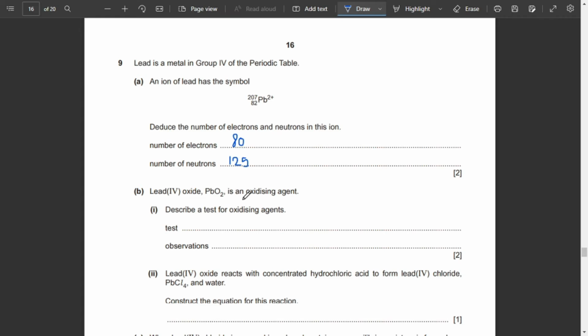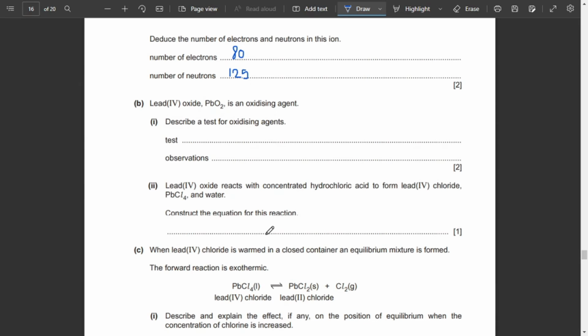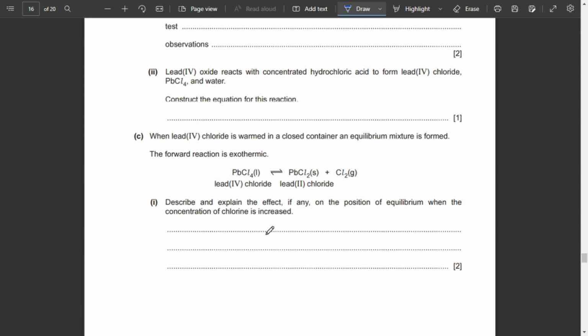For an oxidizing agent, we can add potassium iodide and we will see a color change, and the color change is going to be colorless to brown. So for the test, you can write that add aqueous potassium iodide, and for the observation you can write that you will notice a color change, that is from colorless to brown. You can also write colorless to brown only, it's going to be alright. Moving on to part 2.